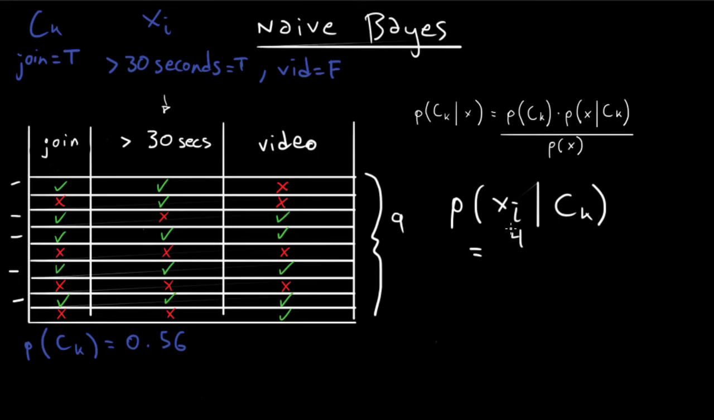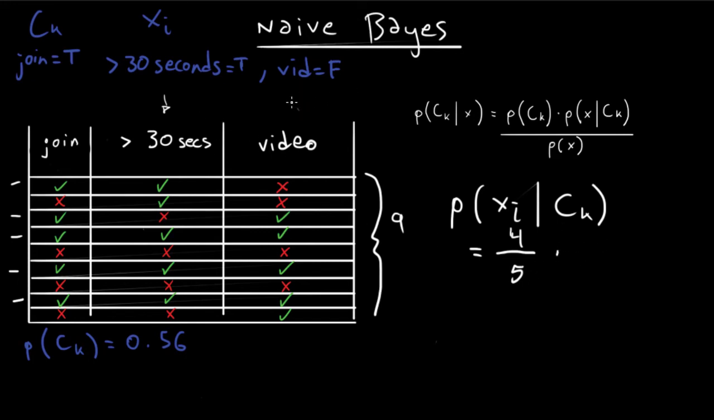So there are 4 cases total where they stayed longer than 30 seconds out of the 5, not 9 total observations, but 5 constrained cases where our selected class is true. So we finished our first column.